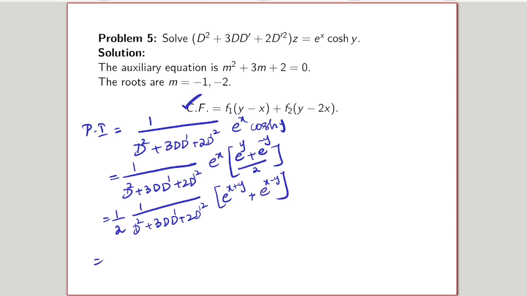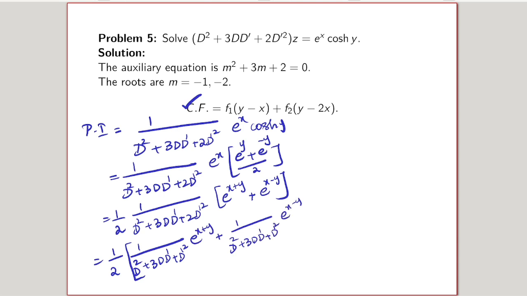So now we can multiply this term separately inside the bracket. It is 1 by d square plus 3 d dash plus 2 d dash square into e power x plus y, plus 1 by d square plus 3 d dash plus 2 d dash square e power x minus y. If we substitute the terms a and b, there are two parts. For the first part, a and b are 1. For the second part, a is 1, b is minus 1. Correspondingly, we can substitute it.